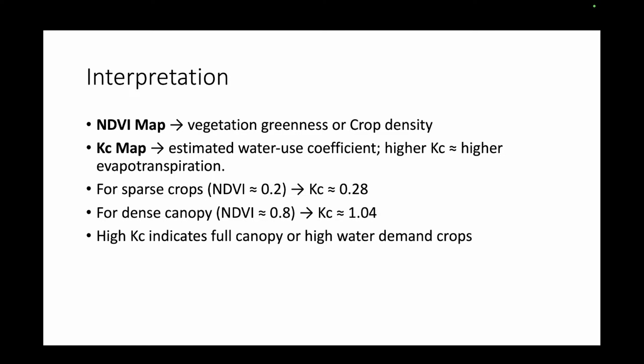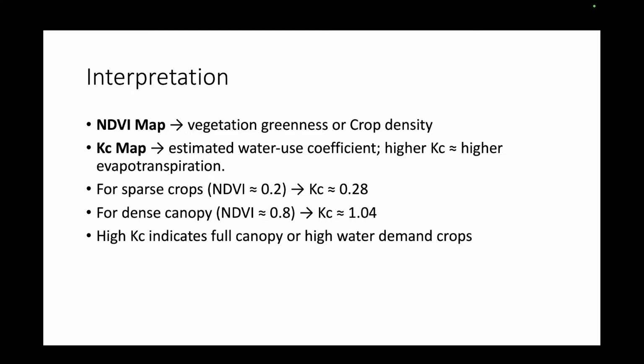For the sparse crop, suppose we have a low NDVI value, suppose 0.2 or less than 0.1. For this type of low NDVI value or sparse crop, the Kc value is low. It means that this type of crop does not have high evapotranspiration. It's a low evapotranspiration, and if the evapotranspiration is low, it means they do not need much water. Water demand is low. Same, just opposite for the dense canopy.